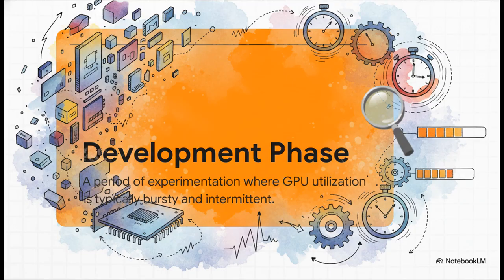It's all trial and error. A data scientist might spin up a GPU for, say, 20 minutes to test a new idea, then nothing for the next 2 hours while they're analyzing the results. And that pattern, that bursty and intermittent usage, that's the key thing to understand here.